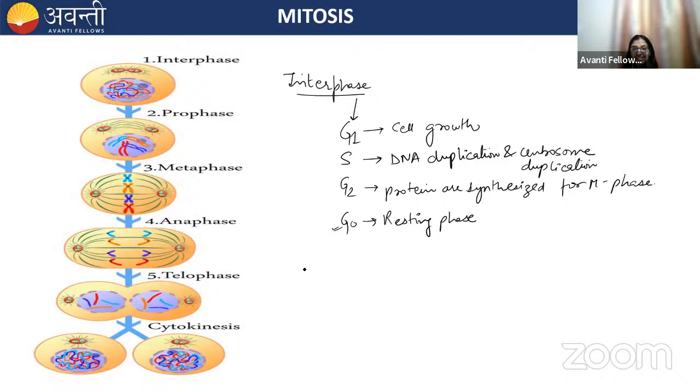After the G2 phase, the cell enters into the M phase. The M phase consists of two parts: karyokinesis and cytokinesis. Karyokinesis is nuclear division, and cytokinesis is the division of the cytoplasm. If the nuclear division keeps on happening and the cytoplasm does not divide, then it leads to a multinucleate condition, and that condition is known as syncytium.